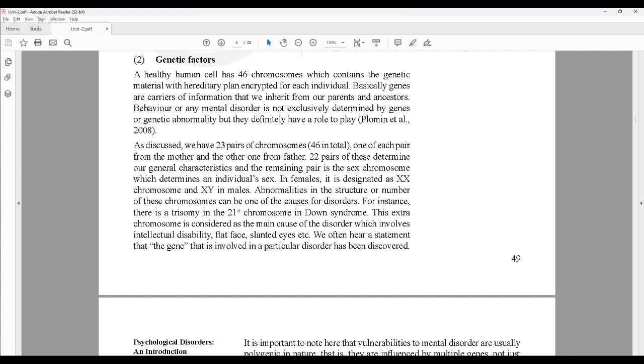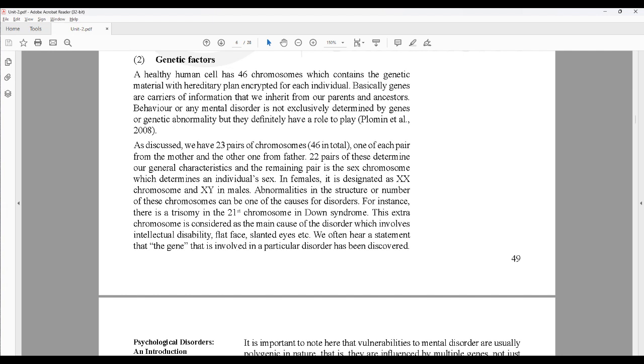As discussed, we have 23 pairs of chromosomes, 46 in total, one of each pair from the mother and the other one from the father. 22 pairs of these determine our general characteristics, and the remaining pair is the sex chromosome, which determines an individual's sex. In females, it is designated as XX and XY in males. Abnormalities in the structure or number of these chromosomes can be one of the causes for disorders. For instance, there is a trisomy in the 21st chromosome in Down syndrome.